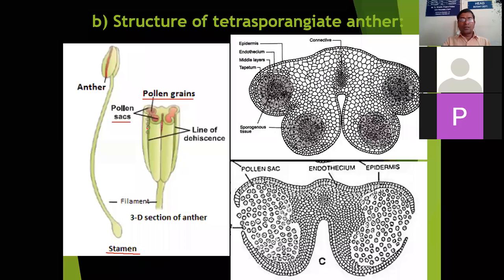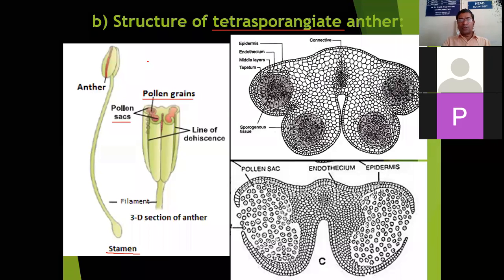The number and the size of pollen grains, the diversity of the pollen grains, is different as per the different species. There is no similarity between different species. The structure of the pollen grain and the number is different. So we will see the structure of the tetrasporangiate anther.